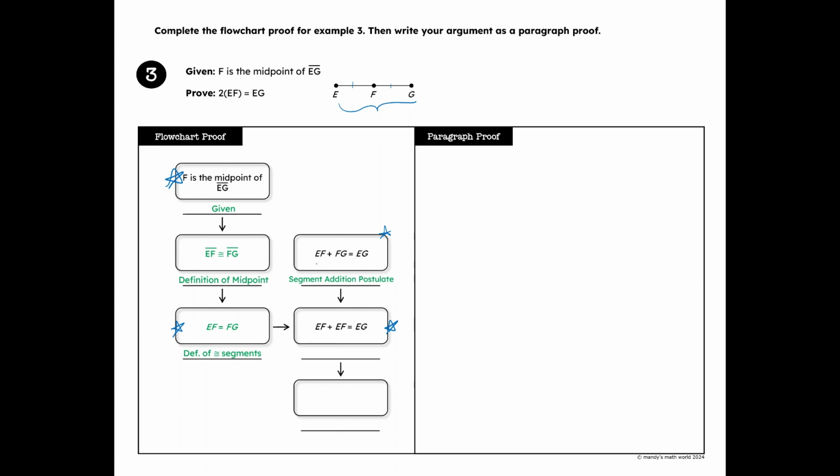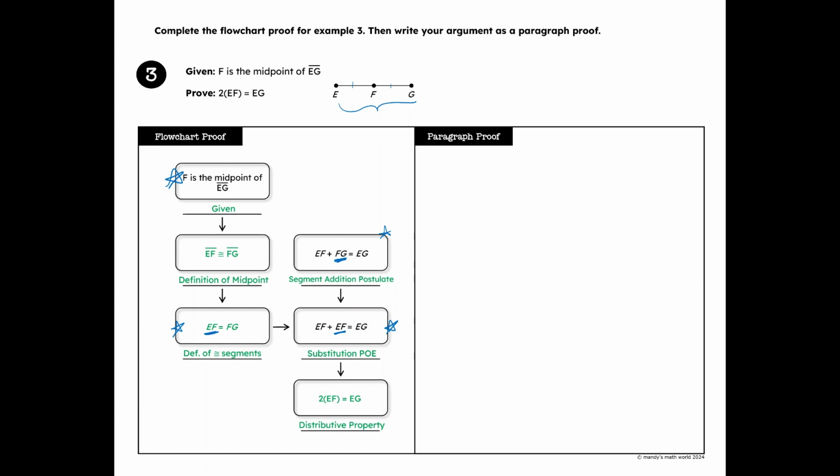So I have that EF plus FG equals EG. And down here I have that EF plus EF equals EG. What did I do? I can replace FG with EF because I've already shown that they're equal. So that's what I'll do. EF plus EF, I've just replaced it, equals EG. We use the substitution property of equality. Well, EF plus EF, that's the same as 2 times EF equals EG, and that's by the distributive property.